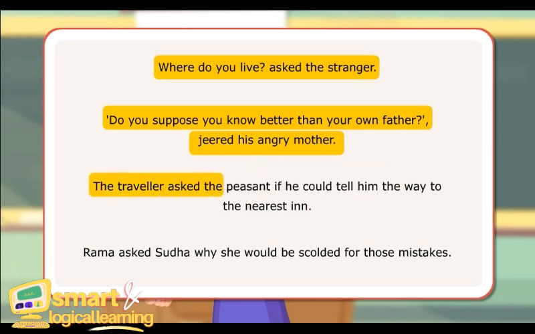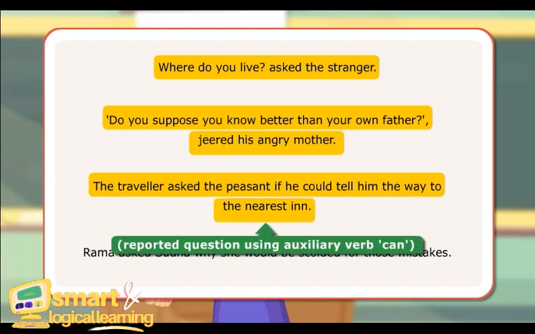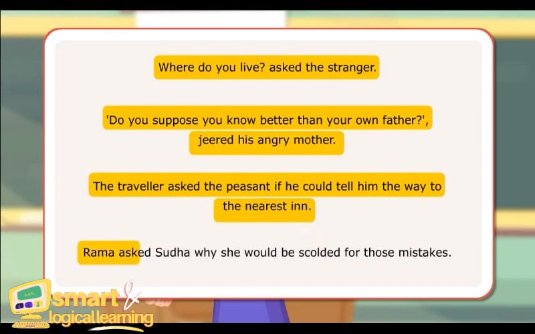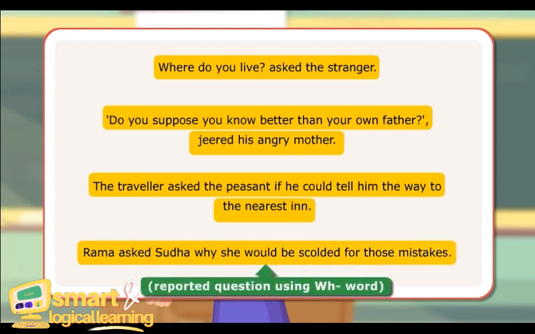The traveller asked the peasant if he could tell him the way to the nearest inn. Reported question using auxiliary verb can. Rama asked Sudha why she would be scolded for those mistakes. Reported question using WH word.